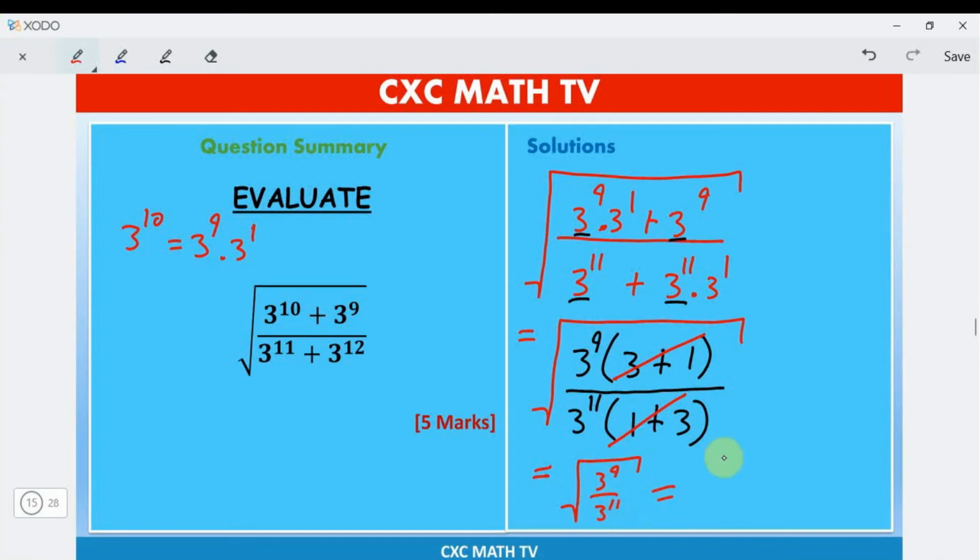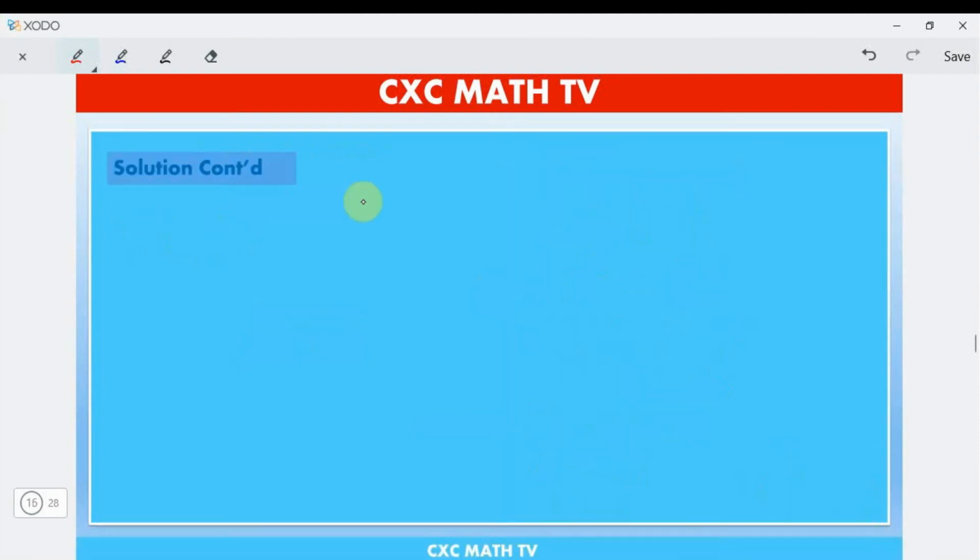When you're dividing and the bases are the same, you subtract the powers. So that's 3 to the 9 minus 11. So all we're doing is we're finding the square root of 9 minus 11, which is negative 2. So that's 3 to the minus 2. Wow! Yep. So now we end up having the square root of 3 to the negative 2.